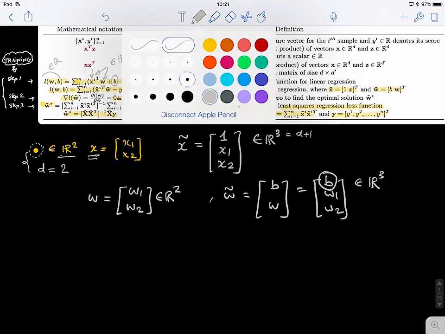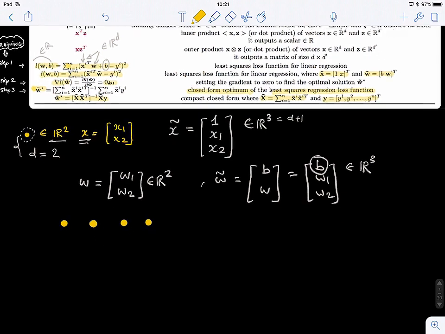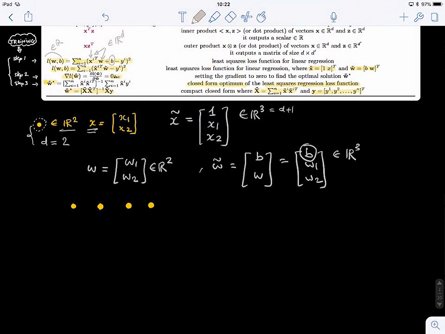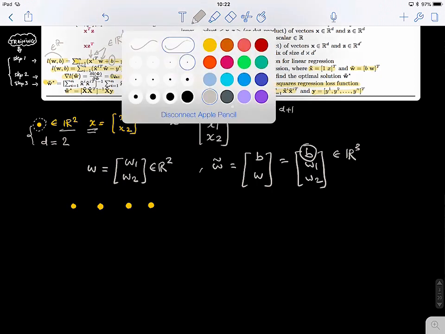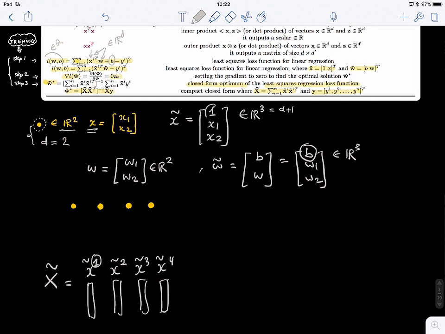So let's define that. Let's say we have, hypothetically, 4 samples, okay? So how do we define the matrix X tilde? We stack vertically all our vectors. So this is the feature vector for training sample 1, feature vector of training sample 2, 3, and 4. So these are vectors, right? And because they're tilde, all of those will have an extra element which is equal to 1.